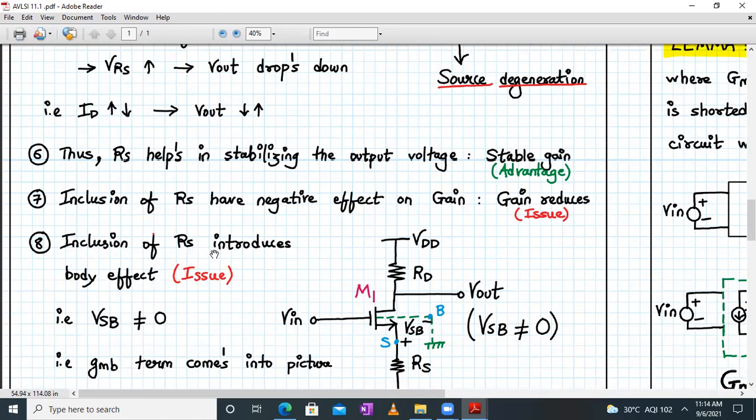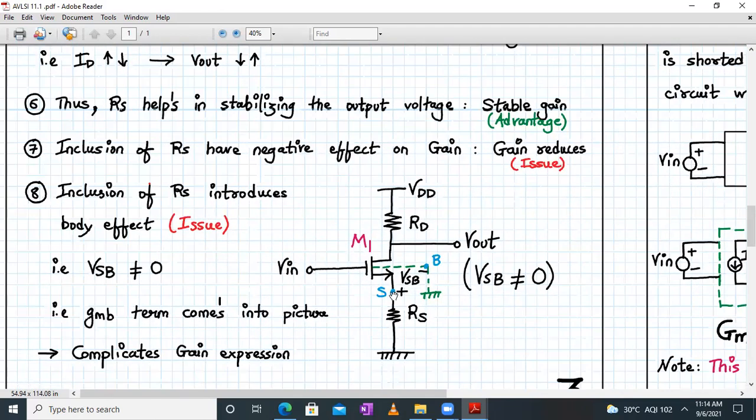So inclusion of RS also introduces body effect, which is again a problem. That means if you look carefully in this diagram, your source terminal is not connected to ground. It is in fact connected to ground via resistor RS, whereas your body terminal is connected to ground. That means if I measure VSB, it's not equal to 0. That means in the gain expression, your GMB terms will come into picture. Right now, we have not included that. We have simplified it, but really that is a nuisance and it becomes a complicated gain expression.